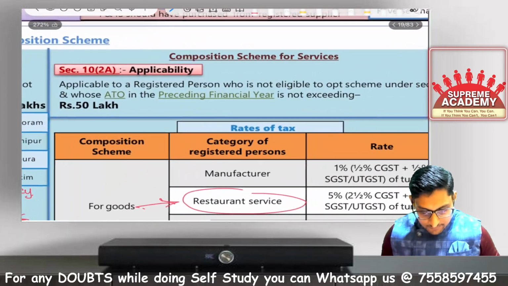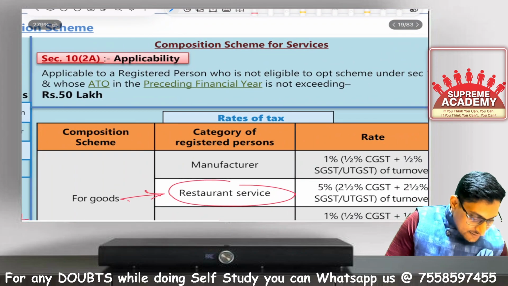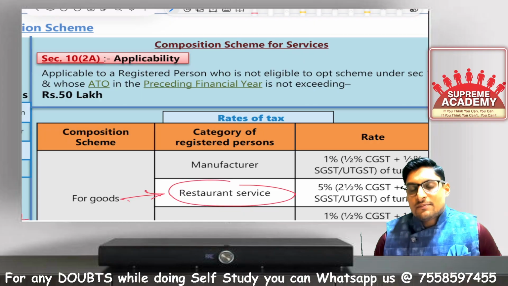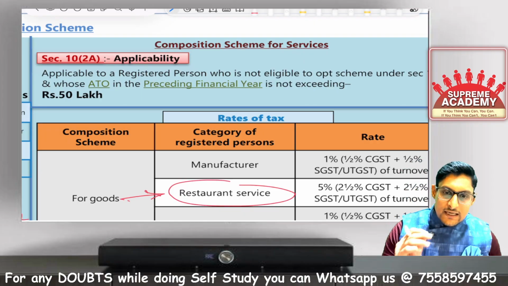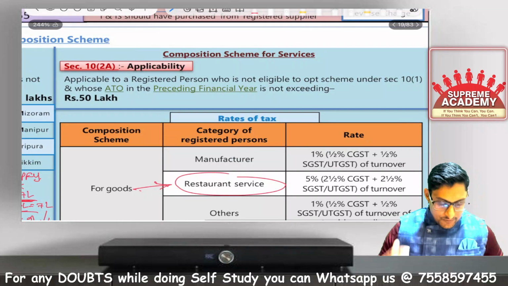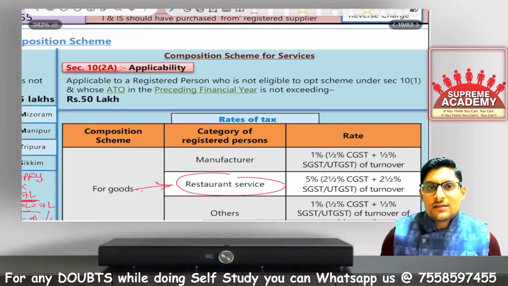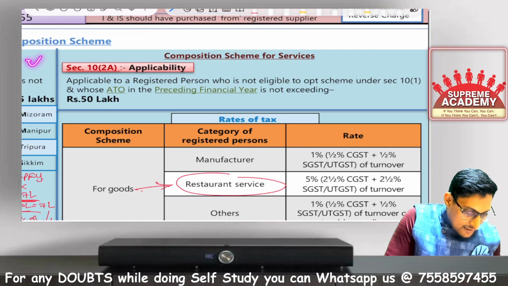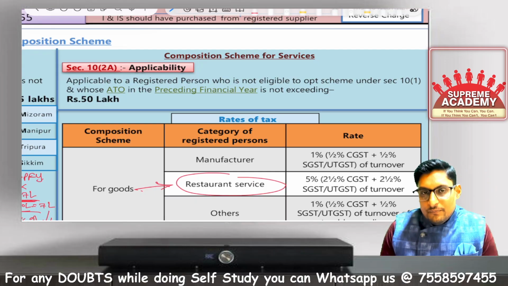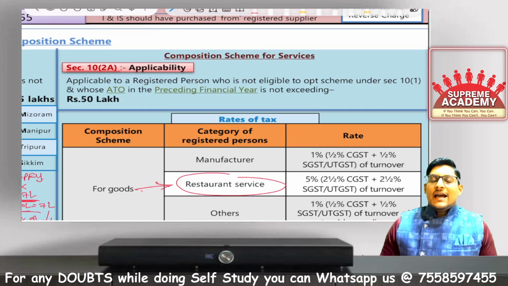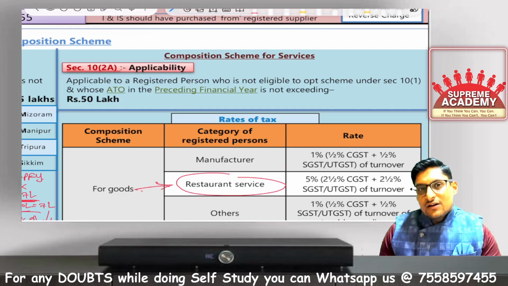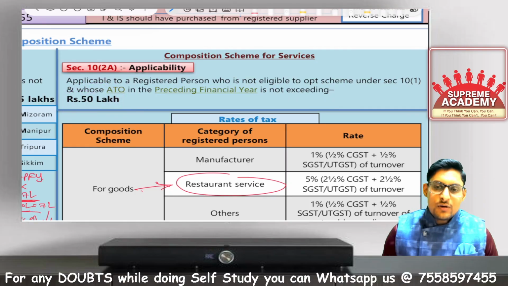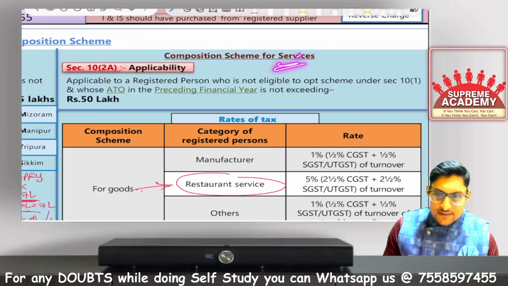Now, coming towards composition scheme for services. Section 10.2A, applicability. The composition scheme for supply of service is applicable only when the registered person is not eligible to opt for the scheme under section 10.1. That is the first condition, and the second is that aggregate turnover in the preceding financial year has not exceeded 50 lakhs. These are the two conditions in case of services.